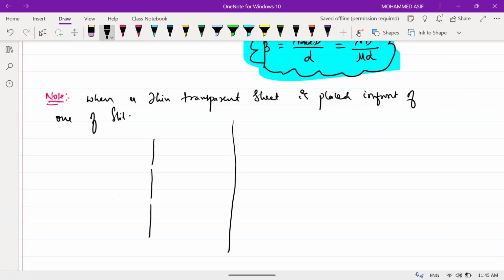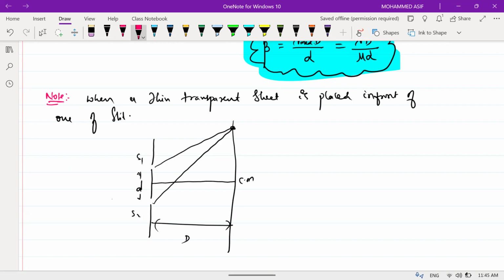This is our screen, this is capital D, this is small d, and this is S1 and this is S2. From here one ray is going here interfering, one other ray is going and here it is interfering. This will be your central maxima.